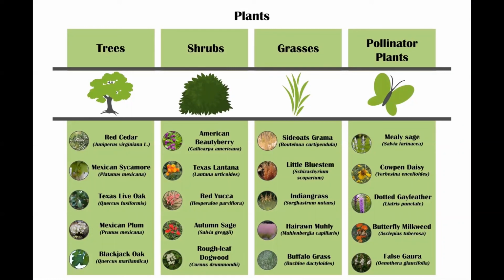Some noteworthy plants to the Nolanville area are, for example, the Texas live oak, red yucca, little bluestem, and mealy sage.